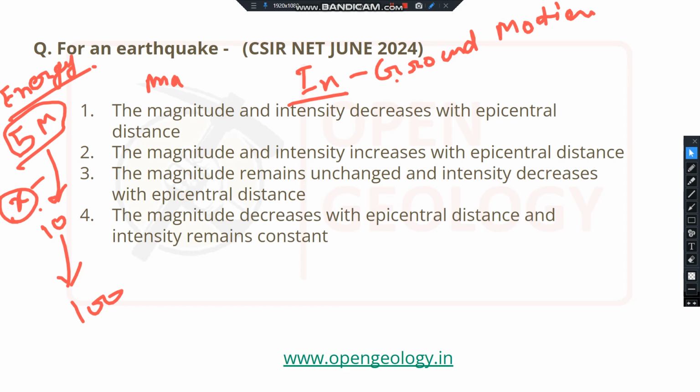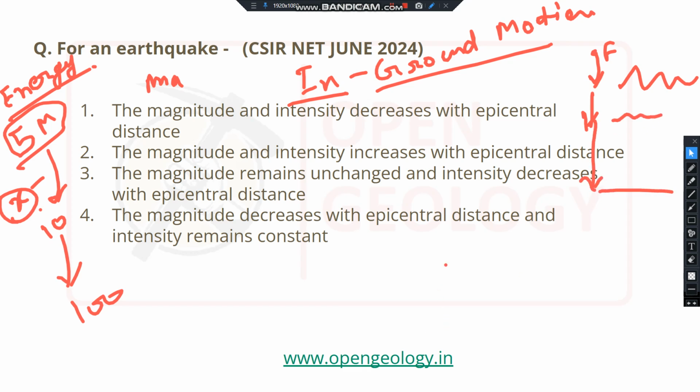Now if we see the ground motion, yes, the ground motion will change. Let's say this is our focus point. If you are close to the focus, there will be high ground motion. As you go away from the focus, ground motion decreases. So the correct option would be the third: the magnitude remains unchanged and intensity decreases with epicentral distance. So the magnitude for a particular earthquake is fixed. Okay, let's go for another question.